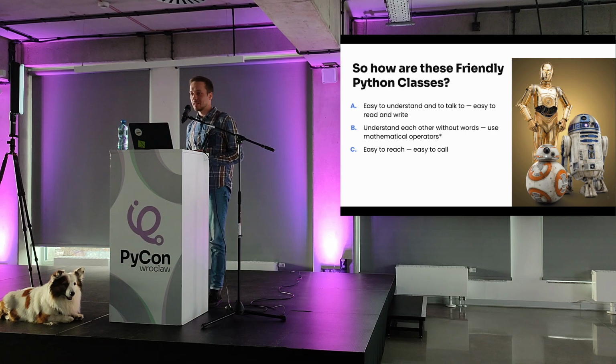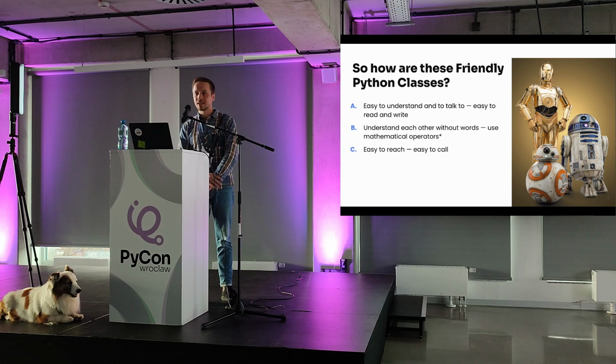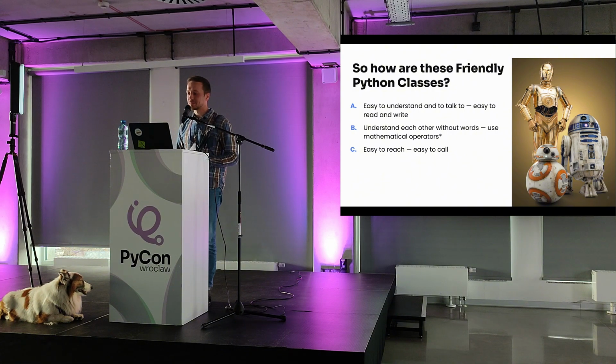Alright, let's define friendly Python classes. Let's look at them as our friends in real life. Just like our friends, they are easy to understand and to talk to. Such classes are easy to read and write. We understand each other without words. We can use mathematical operators between their objects. They are easy to reach. Such classes are easy to call.